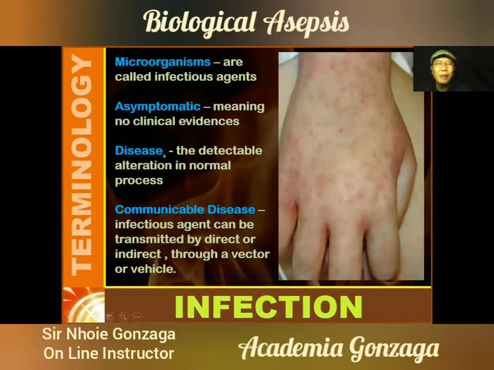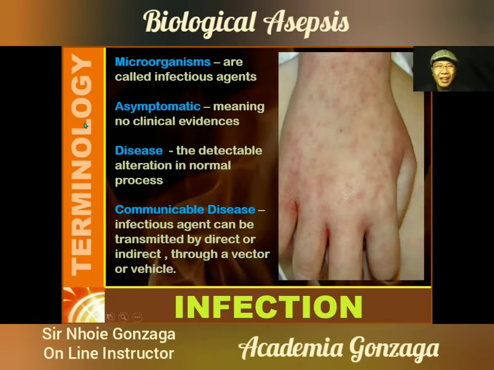Now, how about the next term here, asymptomatic? Meaning, you are infected, but you do not have clinical evidences or you do not have clinical signs and symptoms, or you are not manifesting anything that one person with an infection should manifest. Example of this is a person who has a bacterial infection should have fever. But a person who has a bacterial infection but does not actually manifest fever is called asymptomatic, meaning the person does not display a symptom.